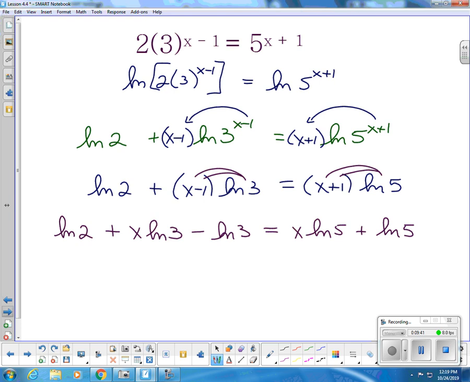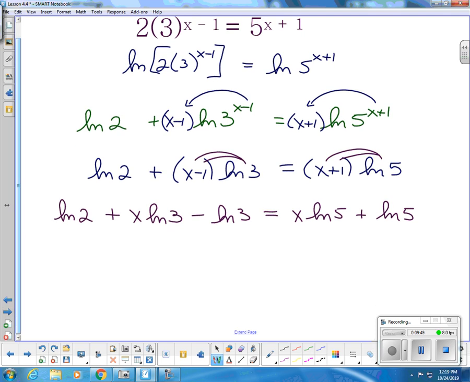Now, we have 2 x terms. Does everyone see them? They have to be together on one side, and all the other stuff has to be on the other side. So I'm going to take this term, and if I put him on the other side, what's going to happen? He has to become what? Negative. We are going to subtract him to this side. All right?